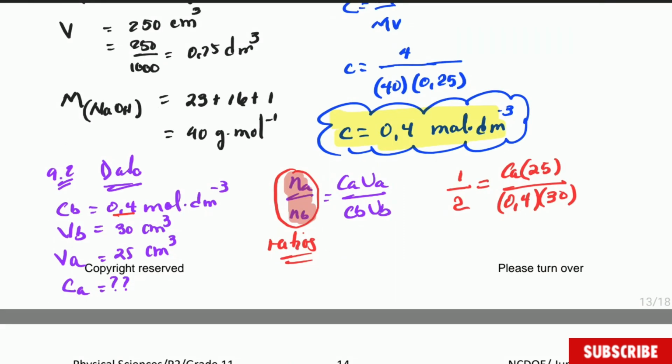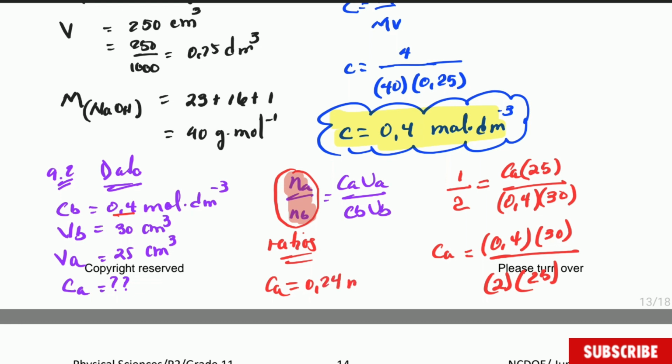So now this calculation is very simple. All I'm going to do is to rearrange it quickly for you all. Ca is going to be equal to 0.4 multiplied by 30 divided by 2 times 25. Okay, so that's all you are going to do, and this is a very simple calculation, guys. And then the answer for the concentration of the acid is 0.24 mole per cubic decimeter.